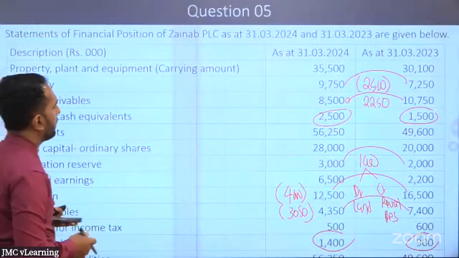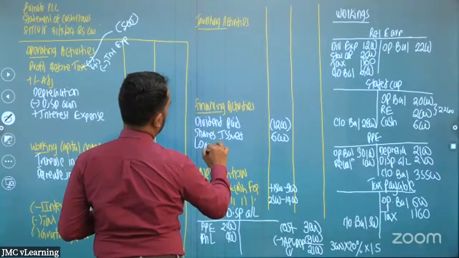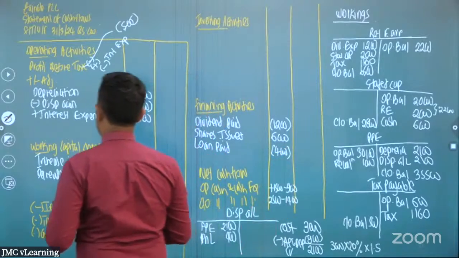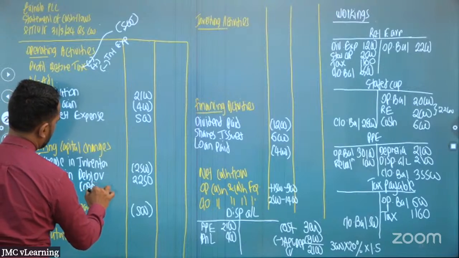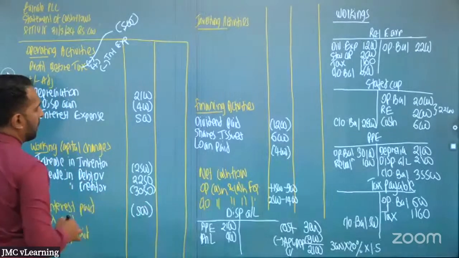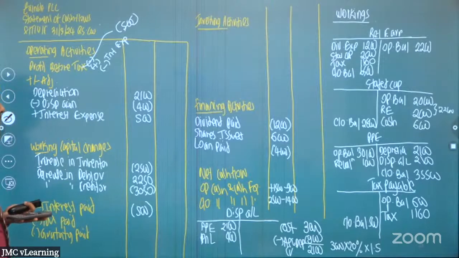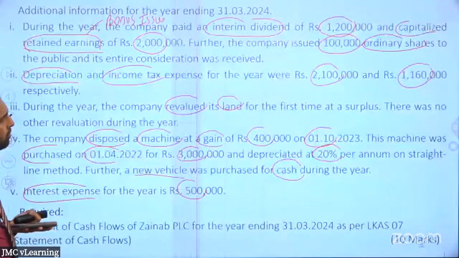4000 and 3050. So loan paid 4000. Decrease in creditor 3050. Right. So we have completed that part now. All the things we have taken up.